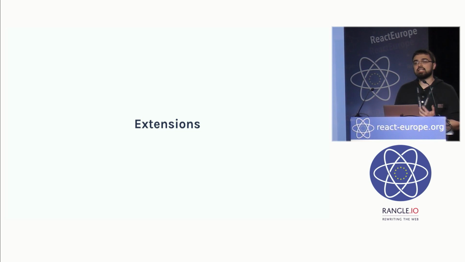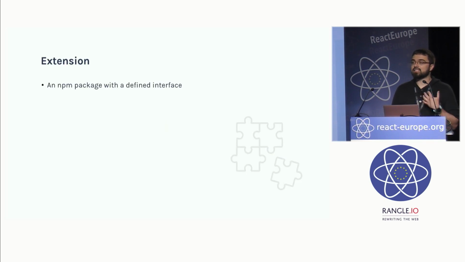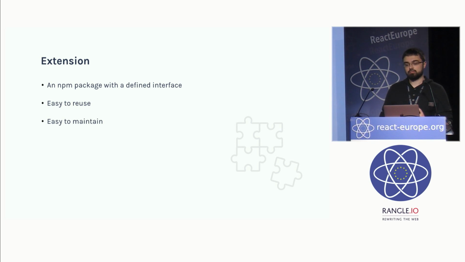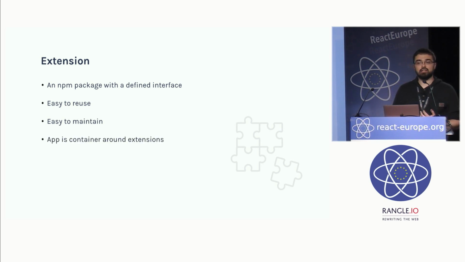So what is an extension? An extension is an NPM package with a defined interface. That's it. Having a defined interface decouples the app from the specific extensions that you are using, which makes it easy to reuse extensions in multiple apps and maintain apps. An app is just a container around the extensions.